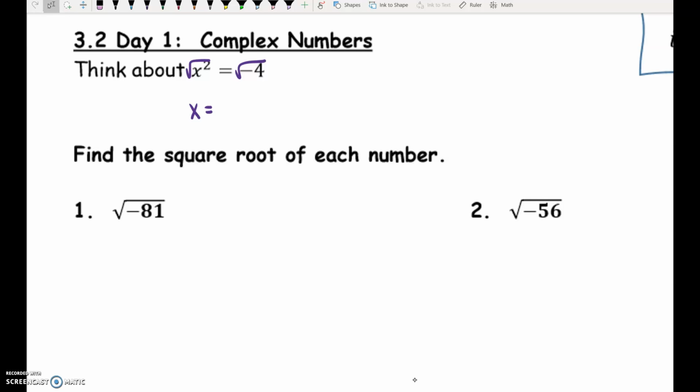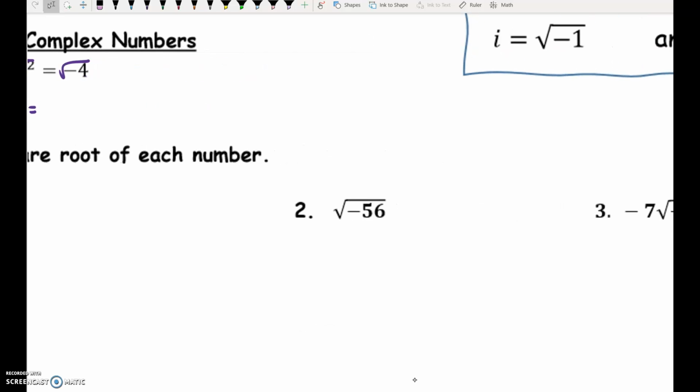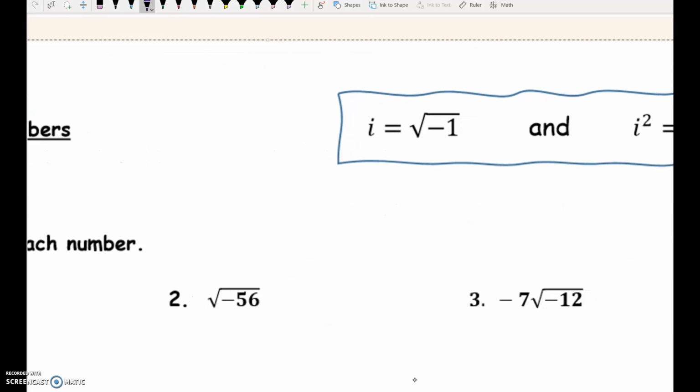So they decided, let's make an imaginary number. Let's make a number that doesn't actually exist that we can use for square roots of negative numbers. So they decided that i is the imaginary number and i is the square root of negative 1.